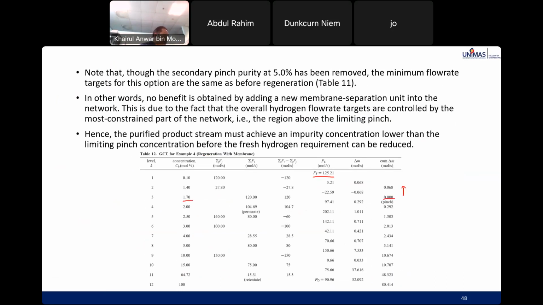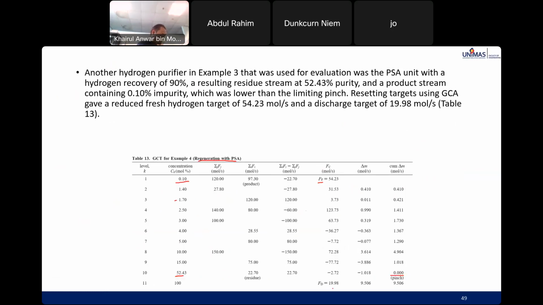And the discharge target for membrane is 90.96. This one is 19.98. Wow, very low. So this is the case where PSA or a very low concentration, very purified stream is required for the pinch.